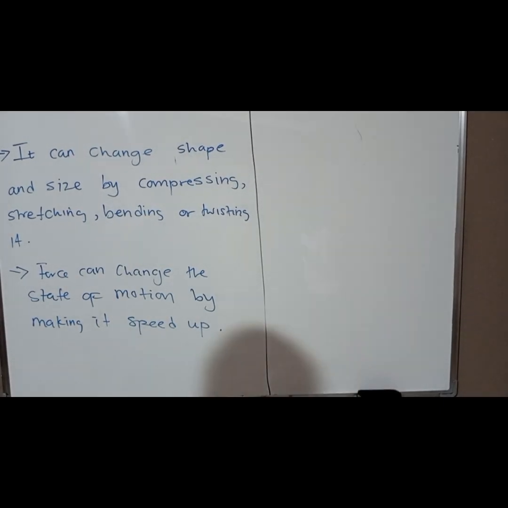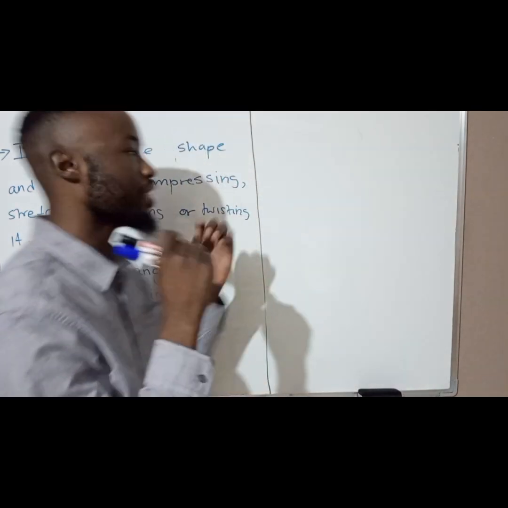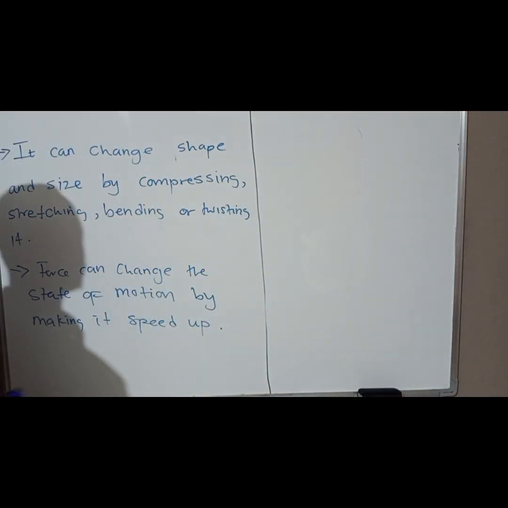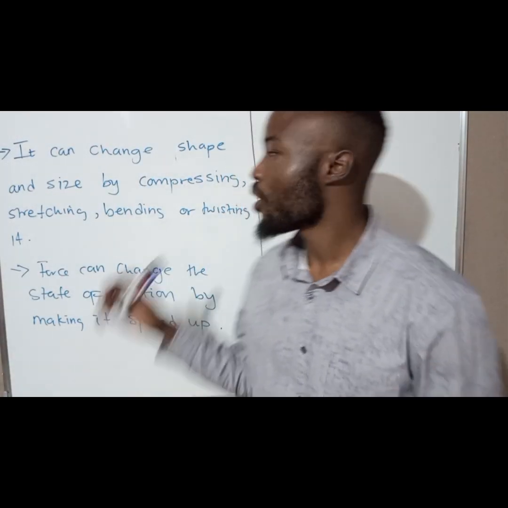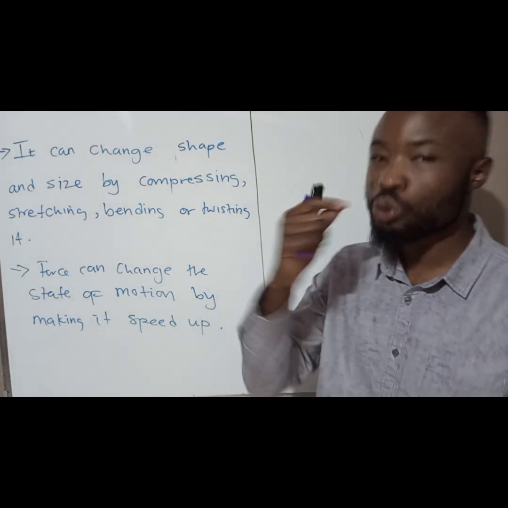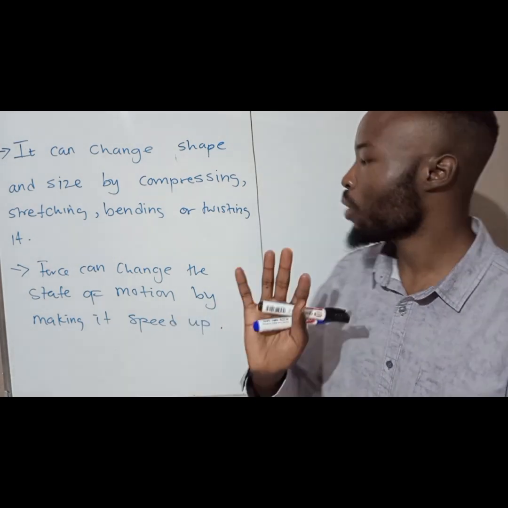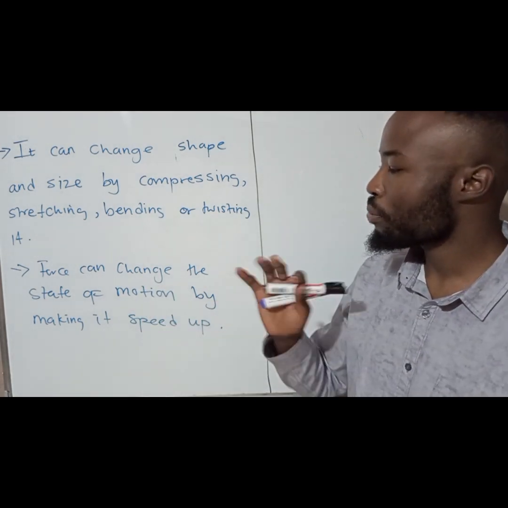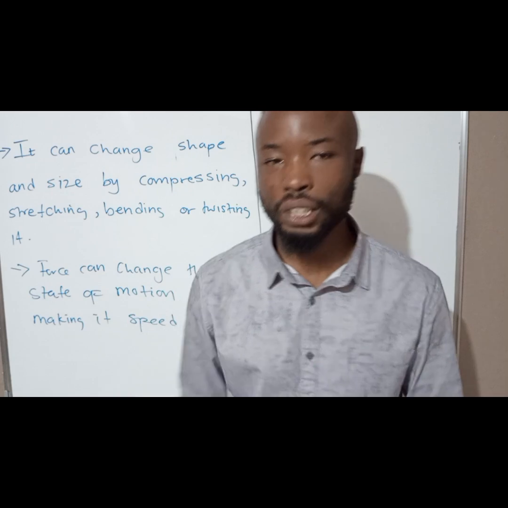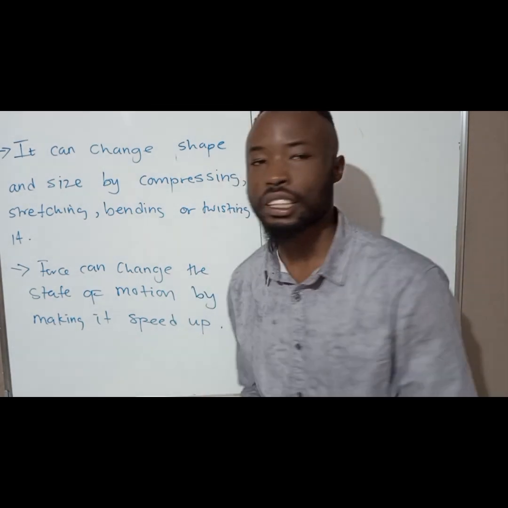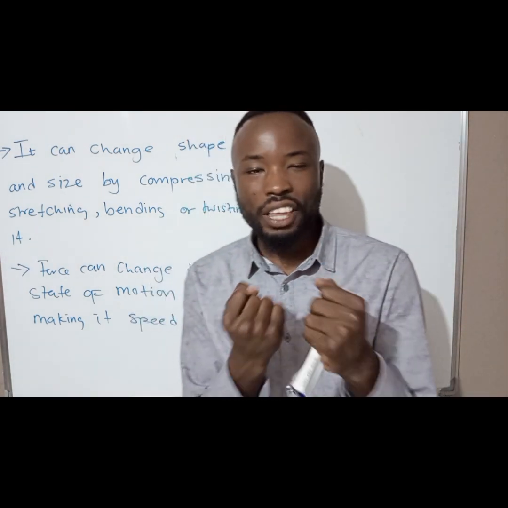So another thing, the effect of force on an object is that, my friend, it can change the shape and the size of an object by compressing, stretching, bending or twisting it. Yeah, get that? Then the other thing, when you apply force on an object, you change the state of motion. Okay, so if the object was moving slowly, it's going to speed up.